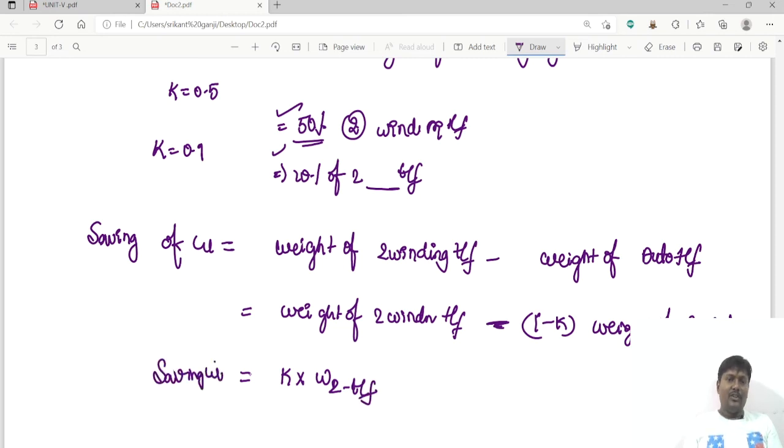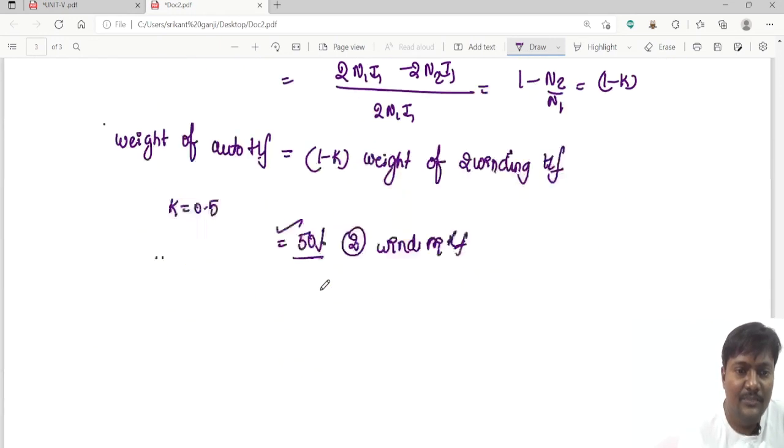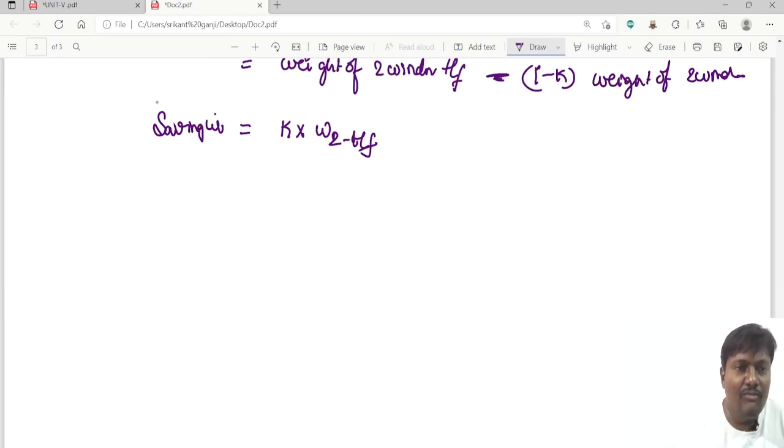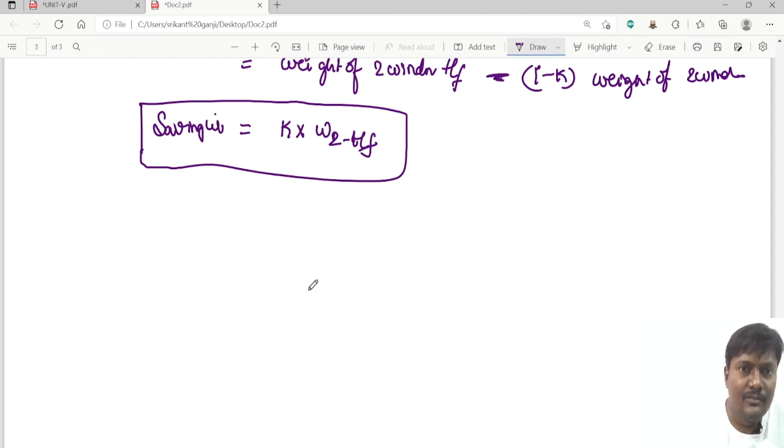If K value is 0.5, 50%. If the K value is 0.1, 10%. If the K value is 0.9, then 90% of the copper will be saved. So this is the saving of copper with respect to the two winding transformer.